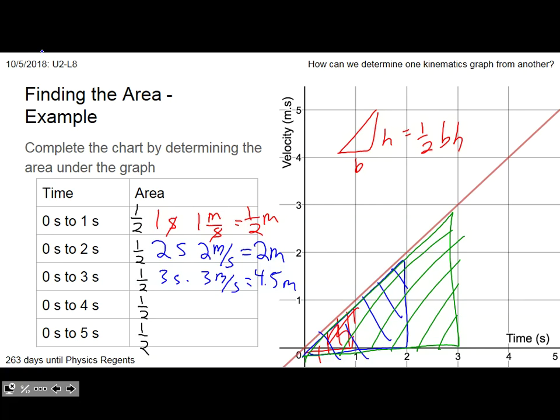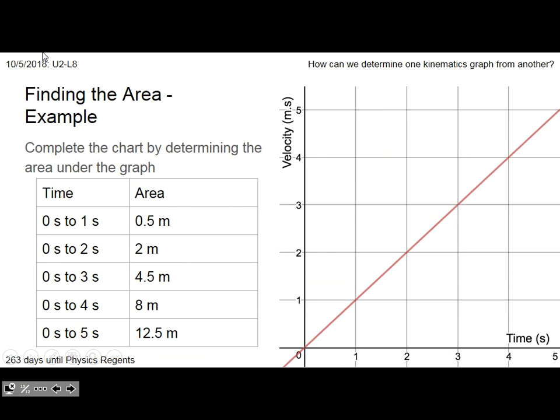what do we get for Caitlin? 0 to 4 seconds. So 4 seconds times 4 meters per second, which is 8 meters. And then 0 to 5, Angela. Okay, so 5 seconds times 5 meters per second, 12.5 meters. Okay. So my next slide just has that. The numbers, okay? So 0.5, 2, 4.5, 8, and then 12.5.